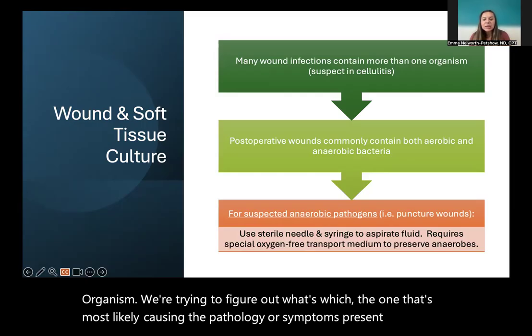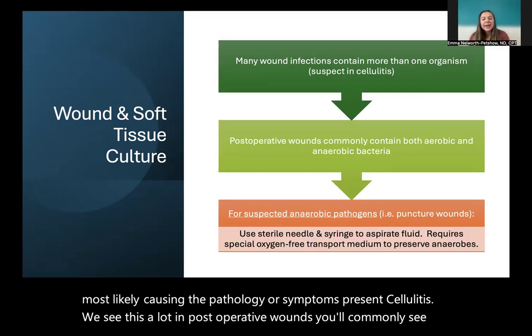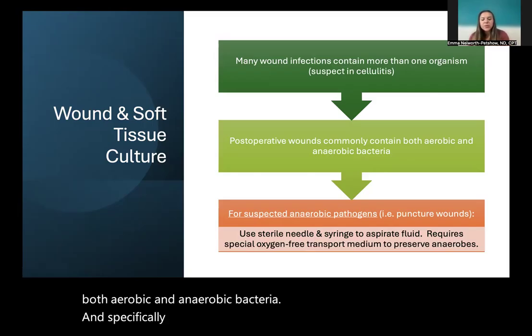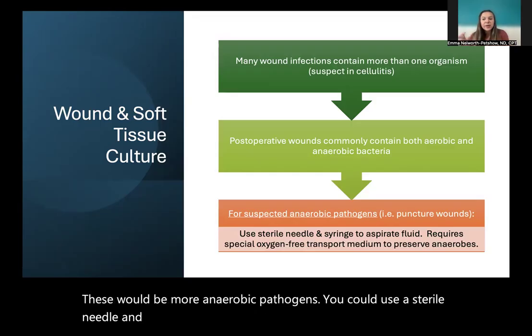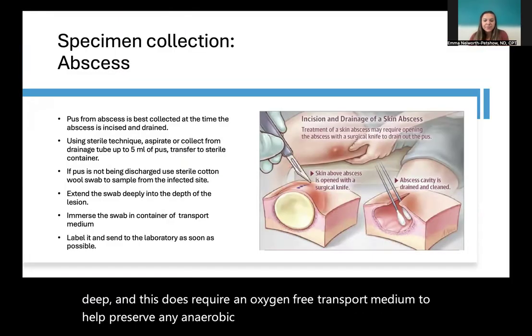Cellulitis, we see this a lot. In post-operative wounds, you'll commonly see both aerobic and anaerobic bacteria. And specifically for puncture wounds, these would be more anaerobic pathogens. You could use a sterile needle and syringe to aspirate fluid if the puncture was relatively deep. And this does require an oxygen-free transport medium to help preserve any anaerobic bacteria.